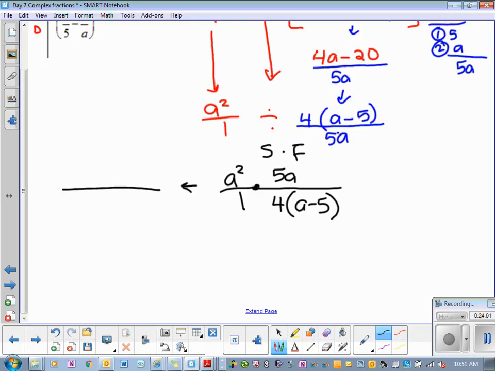So on the top, in the numerator, what do I have? You're not adding, you're multiplying. So you have the 5. And how many a's? Maybe 8 and 3. Good. And then all over 4 times a minus 5.